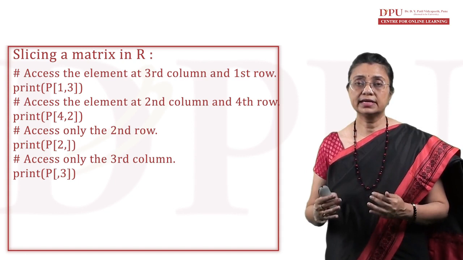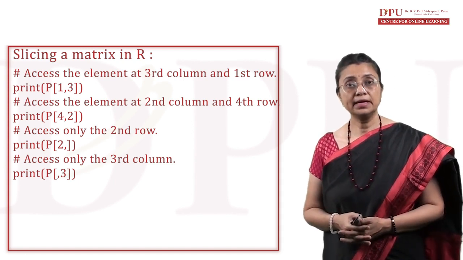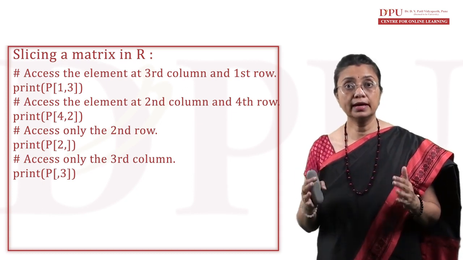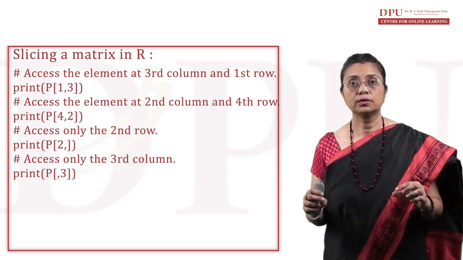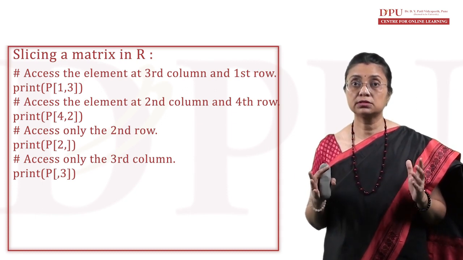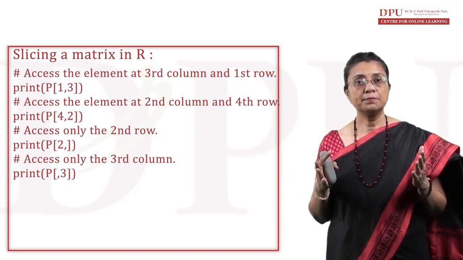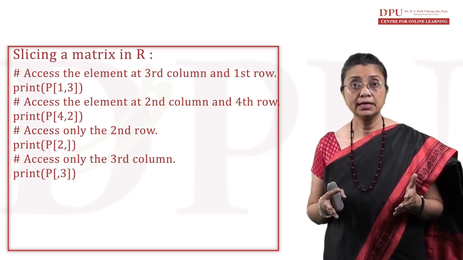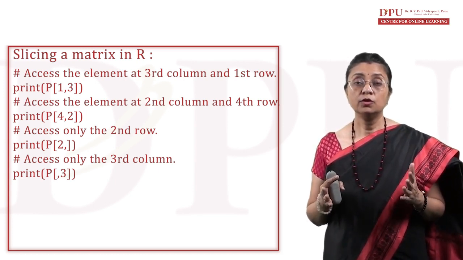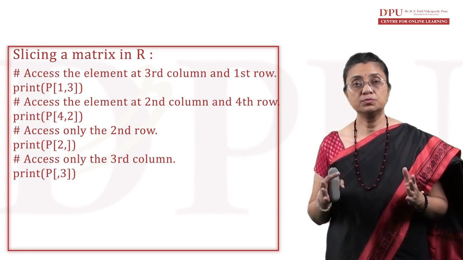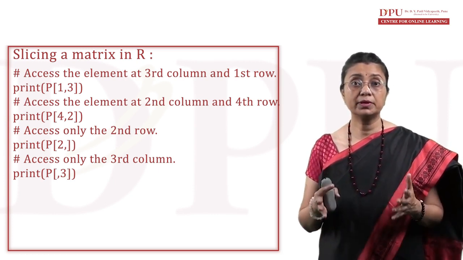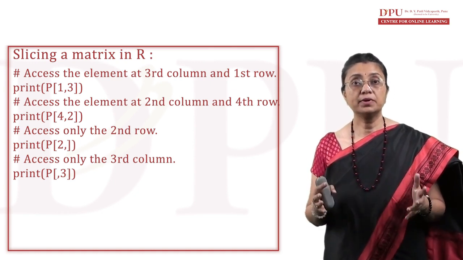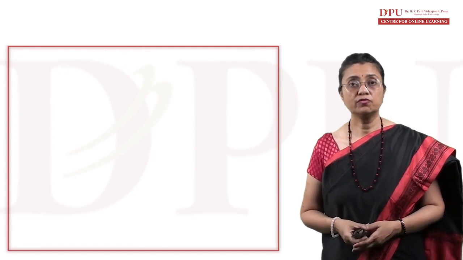If I want to take the second row, again what I am doing is P, then square brackets 2, nothing. So the entire second row is taken out. And likewise, if I want the third column, I am using the print function, calling the matrix name P, and in the brackets I am passing nothing, then 3, which means the entire third column will be printed on the screen. So this is how I am slicing a matrix and printing it on the screen with the help of the index.